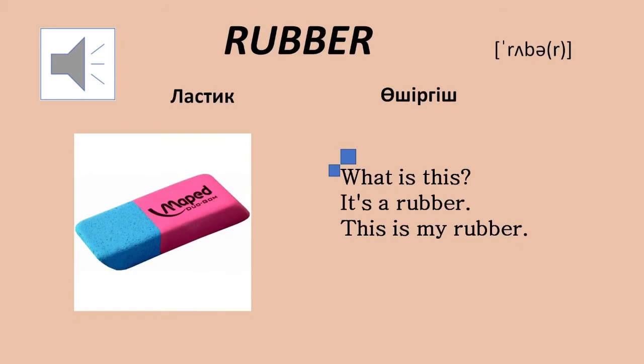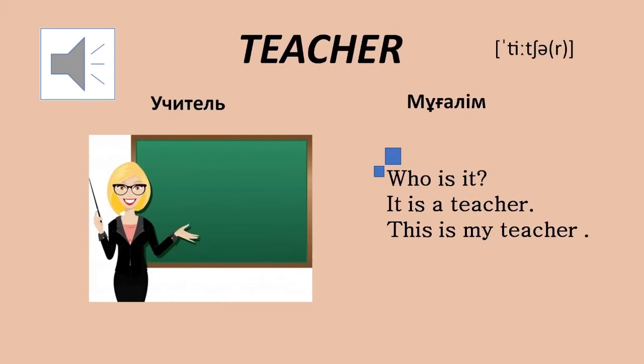Келесі сөз rubber. Rubber. Ластик немесе өшіргіш. For example, мысалы. What is this? Бұл не? It's a rubber. Бұл өшіргіш. This is my rubber. Бұл менің өшіргішім.